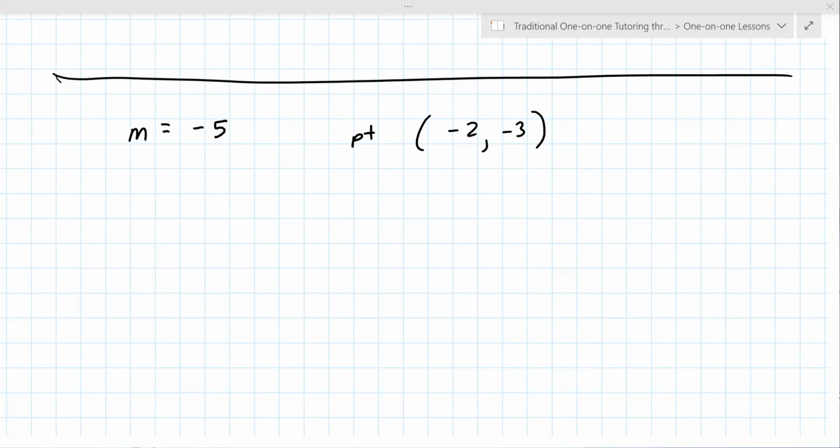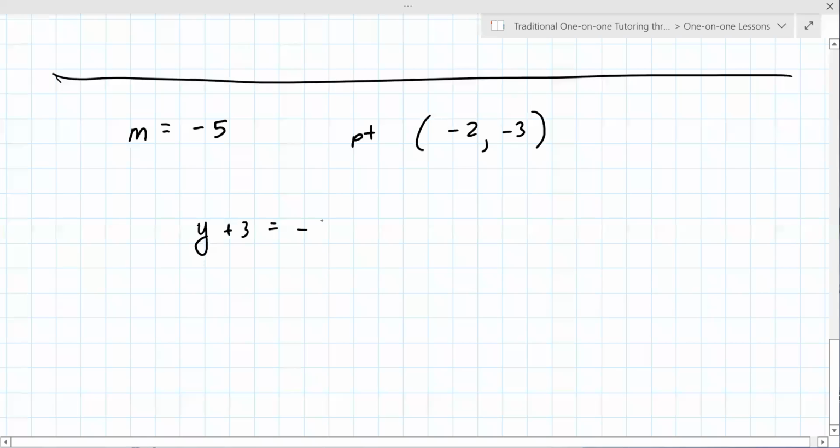Very good. Negative. Yeah, a negative and a negative. Because you have a negative and a negative there. Okay. So tell him what you've got. What's your final answer there, Jeremiah? Y plus 3 equals -5, parentheses x plus 2. Good.